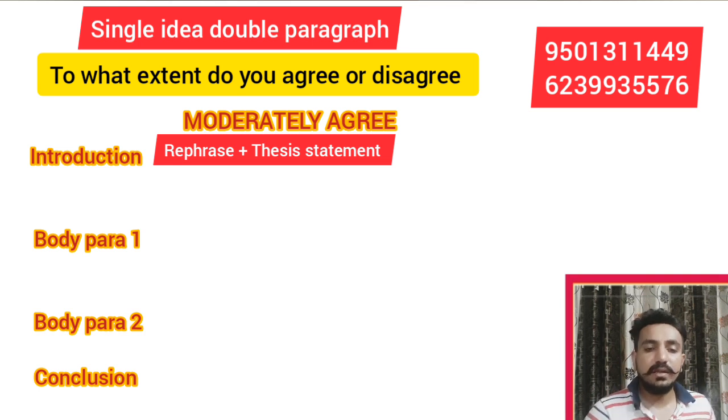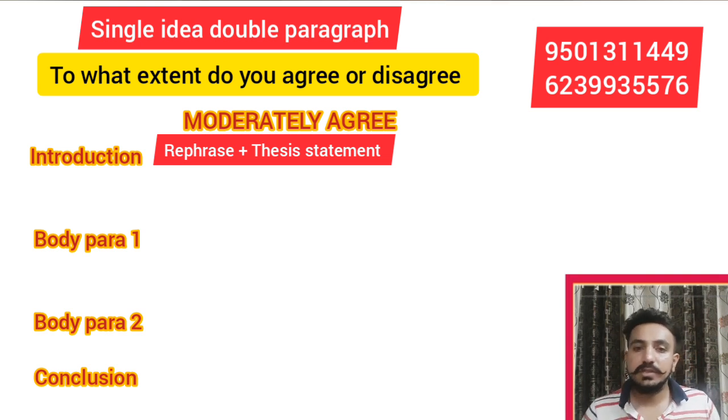If you slightly agree, that means you just have to give one idea in the first paragraph of the agree side, and two ideas of disagree in another paragraph, right? So you have to take care of this. This is the structure. As I have told you earlier, the agree or disagree essay is a different type. This one is to what extent do you agree, right? The agree or disagree video is the one I have uploaded previously.